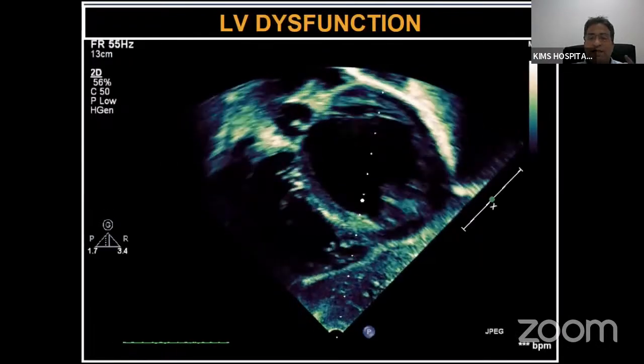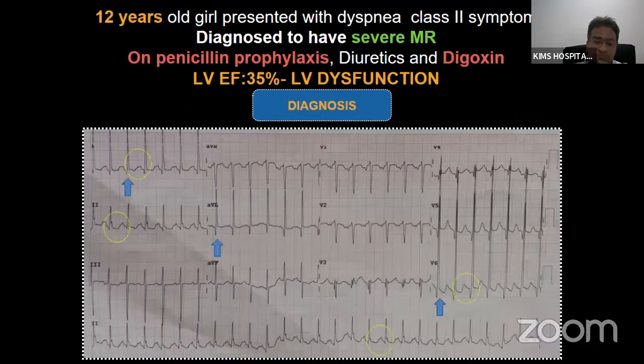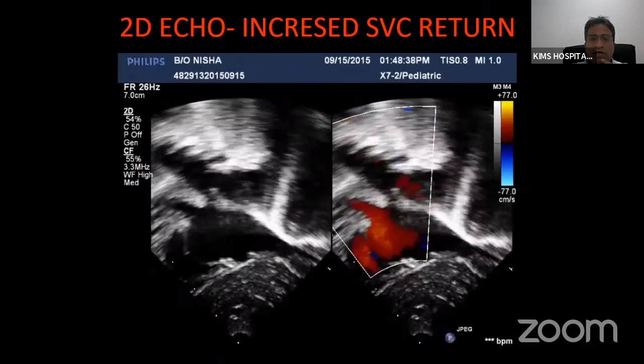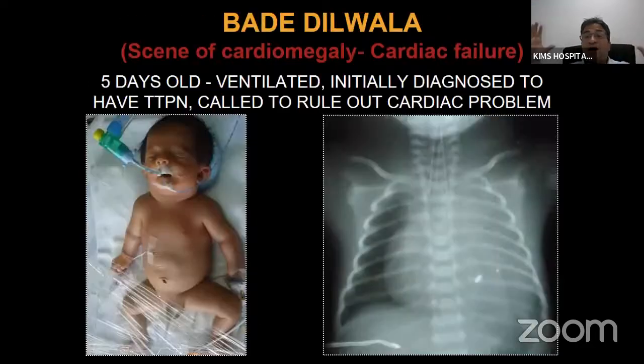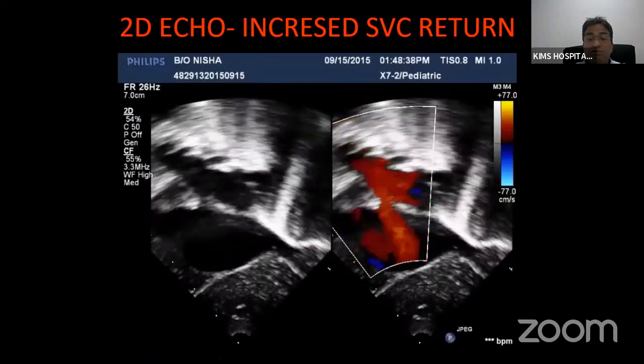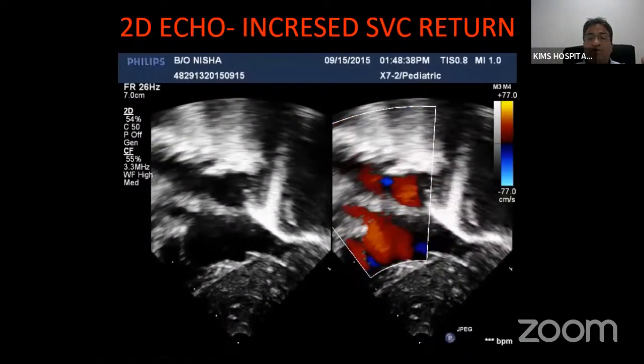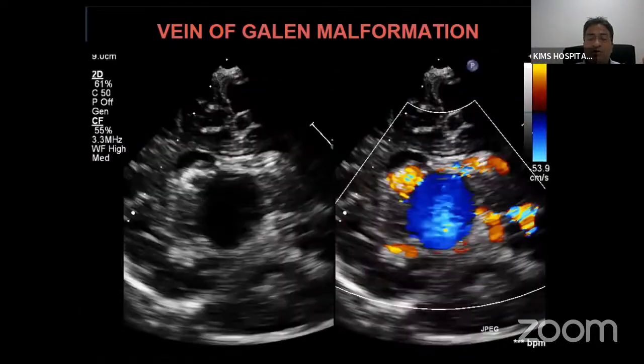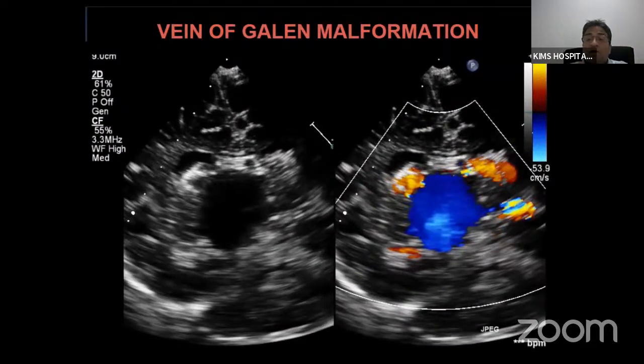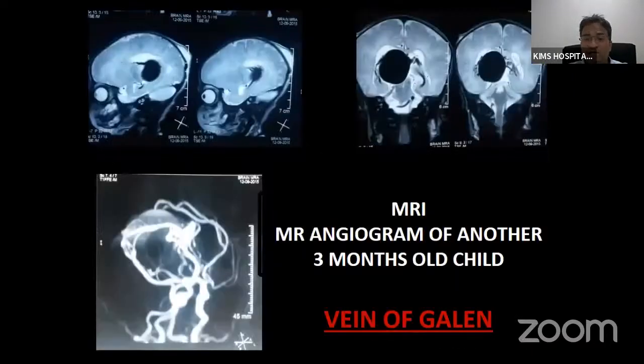You can see the function is very poor. Like this, there is a very big heart on the X-ray, but you see there is a very high flow coming from the SVC in the bicaval view. Whenever we are unable to see, as echocardiographers we put the probe on the brain and on the liver. We diagnose many hepatic AVMs as well as renal ones and vein of Galen malformations. Just because of that, we may be unable to get why the PAH is there.